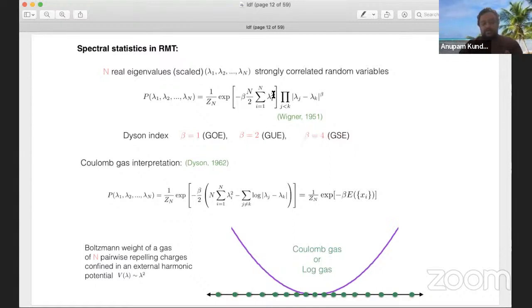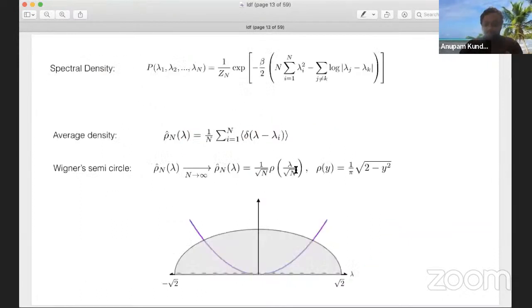But if you look at this expression closely, you see that there is an interpretation given by Dyson in 1962. He said that this distribution can be thought of as the Boltzmann weight of a gas of N pairwise repelling charges confined in an external harmonic potential in 1D, like this. The repulsive interaction is this logarithmic interaction. So you can interpret that as a collection of charges sitting in 1D, confined in a harmonic potential with this logarithmic interaction. And then you can ask what is the average density of these charges.